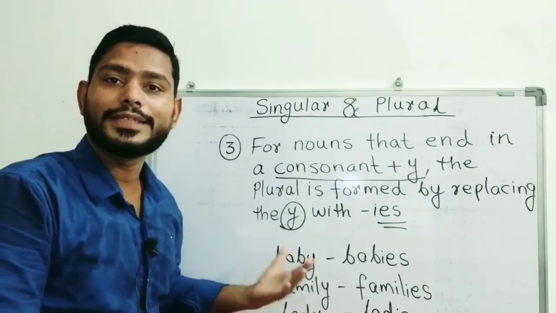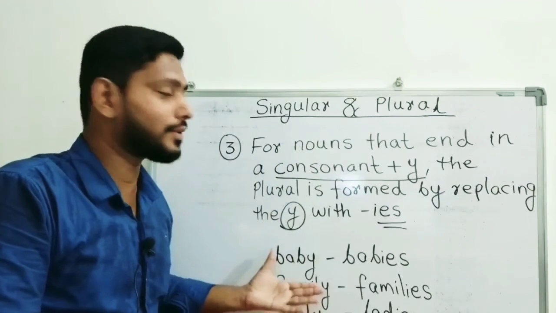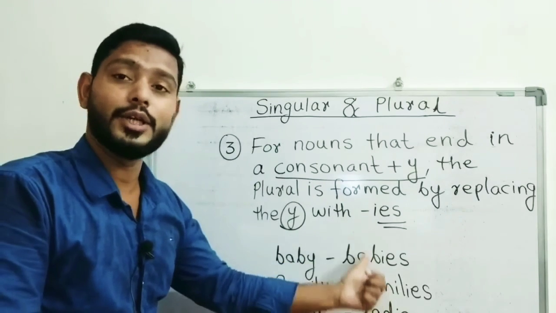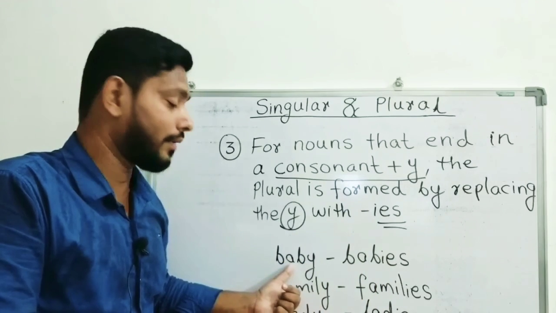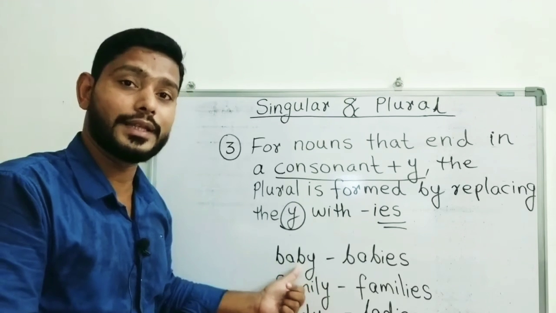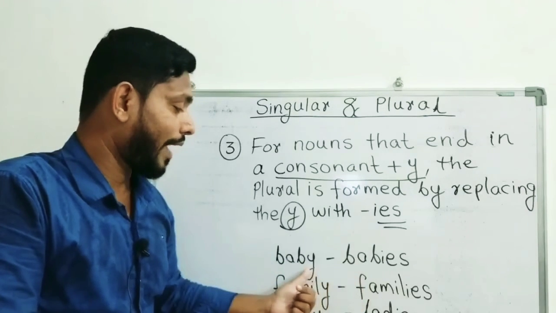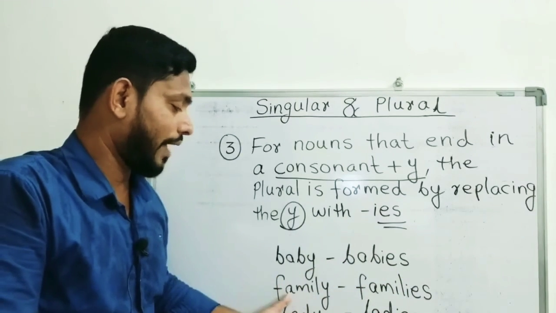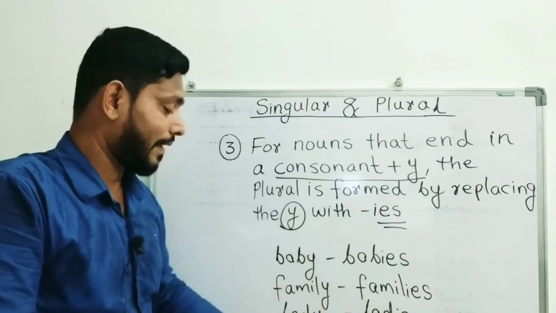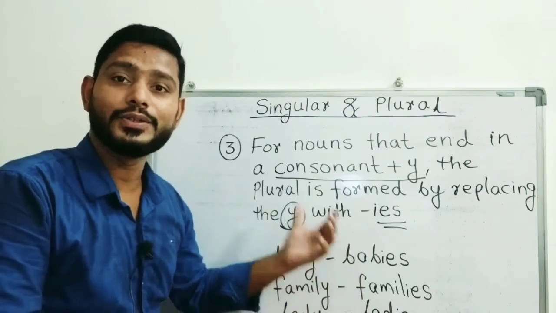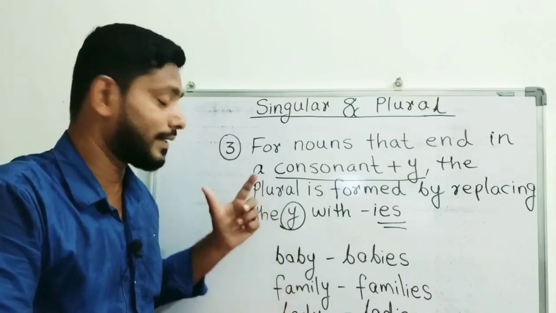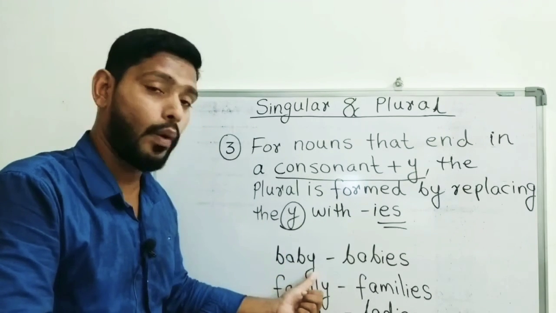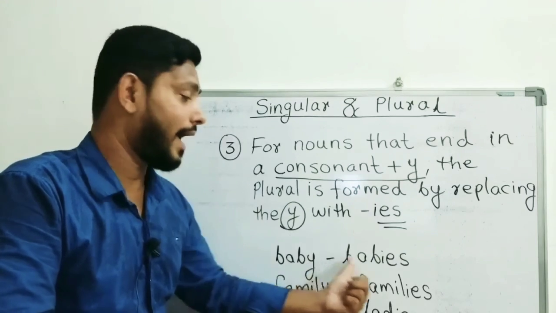Okay, so let's come to understand some of these examples to make this concept clearer. Here are singular nouns and here are plural nouns. Baby is a singular noun that ends with b, a consonant letter, and y. So y is replaced with ies. I think this is very clear to all of you. Family, families. Lady, ladies. So I think this concept is very clear to all of you, that singular nouns that end with the combination of consonant letter plus y, we have to replace y with ies.